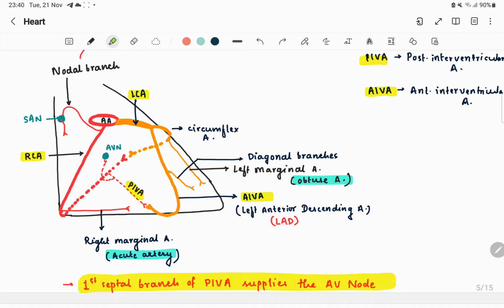Just remember that the left anterior descending artery is the AIVA. This AIVA is also called the left anterior descending artery, as it is present on the left anterior side, coming in front, and it is descending also. It is called the LAD. So if you see LAD somewhere, don't get confused. In clinical terminology, we most commonly write or say LAD. And this AIVA or LAD gives another branch called the diagonal branches. It can have one branch or multiple branches.